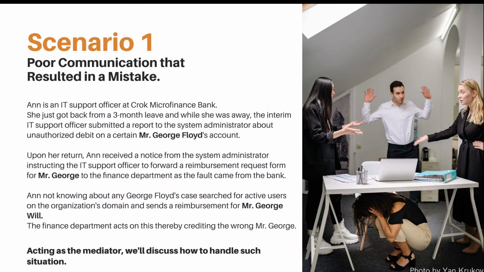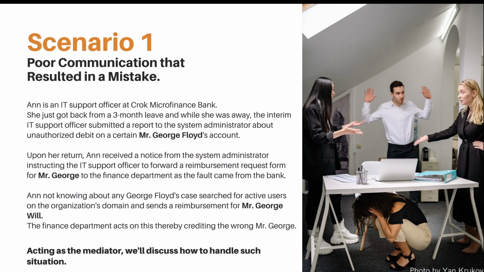The system administrator just got a report from the IT support office, not knowing who in particular was there or who made the report. And they acted on it. After investigation, they found out that the fault came from the bank, which made him also forward notice to the IT support department, instructing them or whosoever is there to forward a reimbursement request form to the finance department.